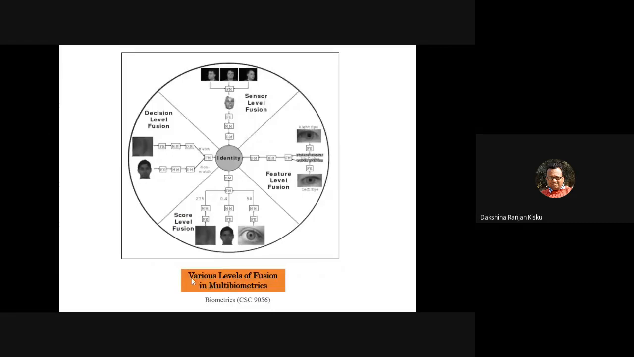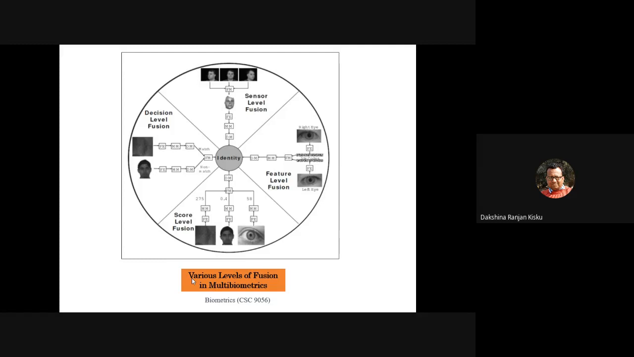Now in feature level fusion, we use the different sets of features for fusion. If we consider the right eye or left eye of the same biometric trait, then from the right eye we can obtain one set of features, and from the left eye we can obtain another set of features. These two sets of features, of the same character and same properties, will be fused together. This fusion will create a consolidated feature set, and this consolidated feature set is obtained by simple concatenation.